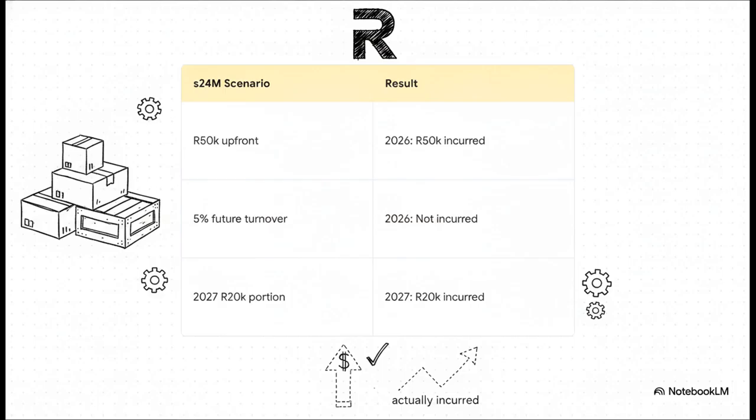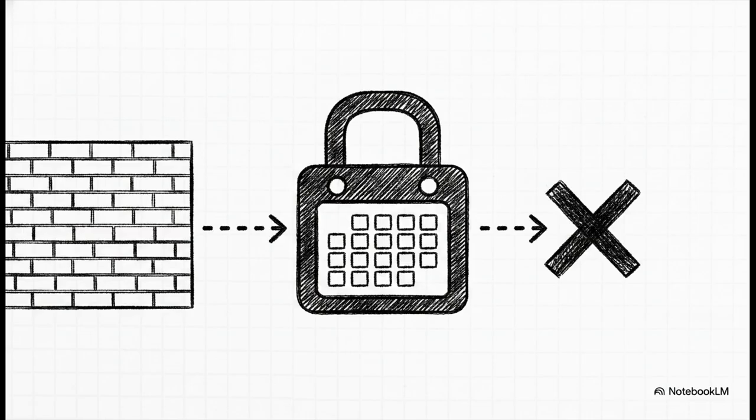In our scenario, the upfront 50,000 Rand is easily quantifiable and actually incurred in 2026. But that 5% of future turnover, we don't know what that is yet, so it is deemed not incurred in 2026. It only becomes actually incurred in 2027 when the turnover is finally known and that 20,000 Rand obligation becomes a quantifiable reality. Element 3 is strictly chronological.